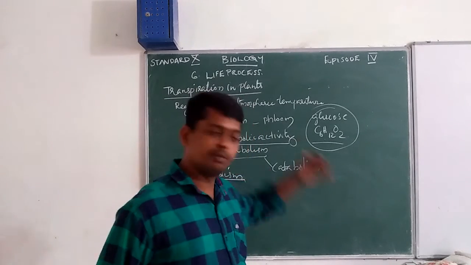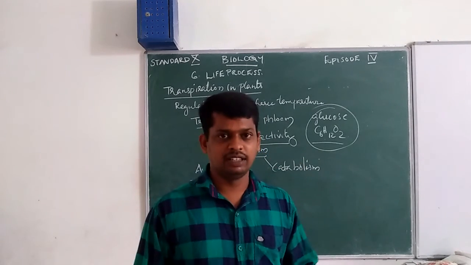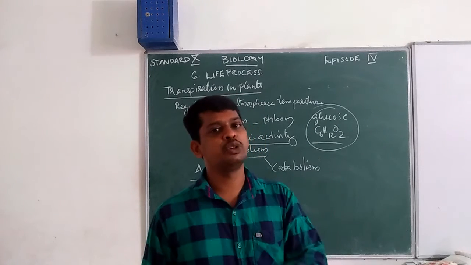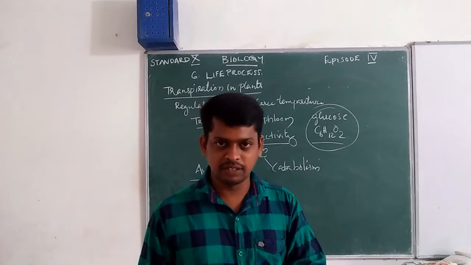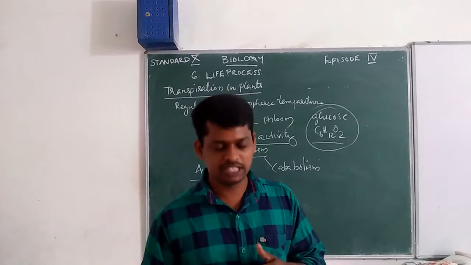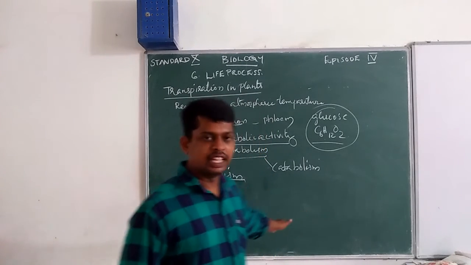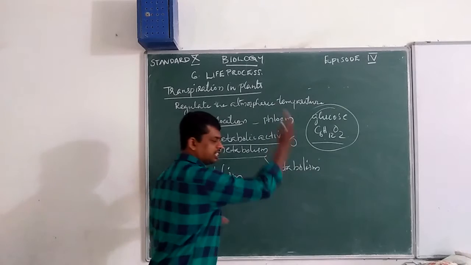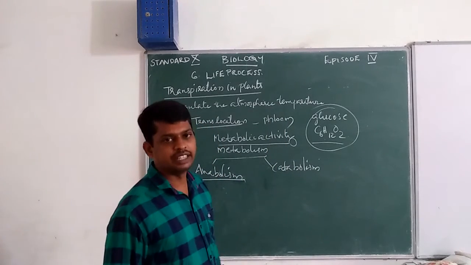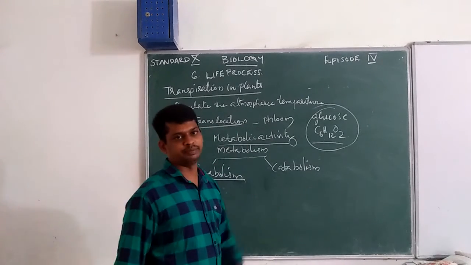Then catabolism is the rejoining of simple units that are converted into complex material. That means conversion of simpler units to complex material. That is known as catabolism. The two activities together are known as metabolism.